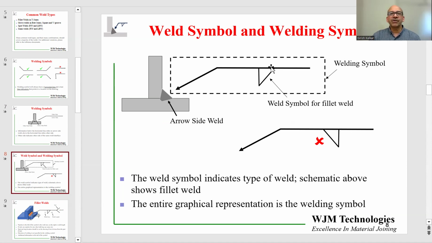Now, there are restrictions on this symbol for the fillet weld. You cannot have the vertical line on the other side as shown over here. That is not acceptable. And no matter what the size of these individual legs in real life are, the triangle is always shown as having equal legs on either side.